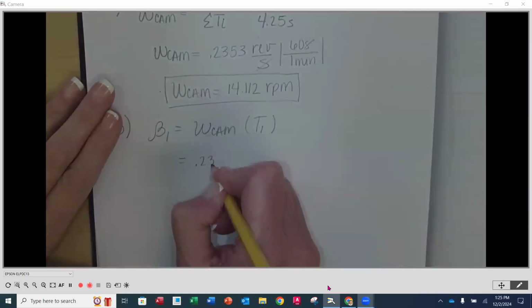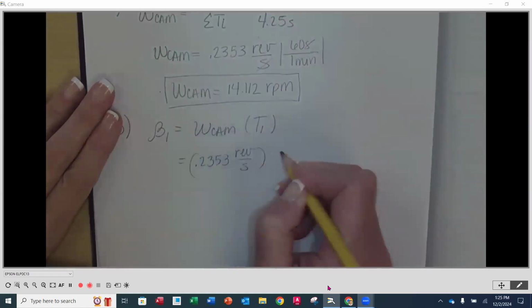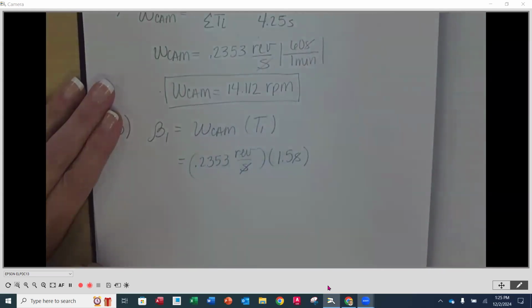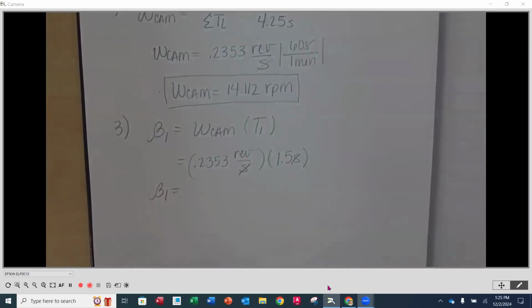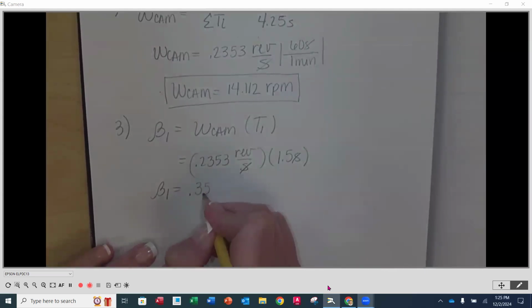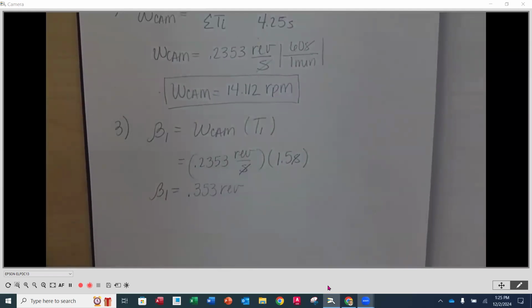So we want to use the 0.2353. And that's going to be revolutions per second times 1.5 seconds. So the seconds cancel out here. And our beta 1, how many revolutions is that going to be? You get 0.353 revolutions. Please be checking this. Okay, make sure you're checking it on your own calculators.